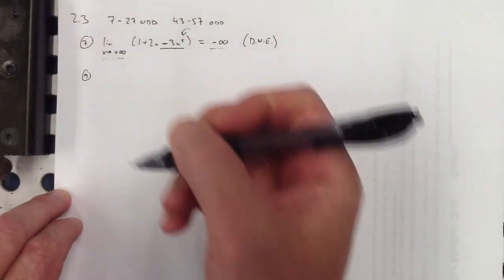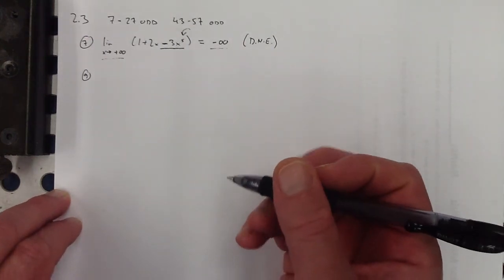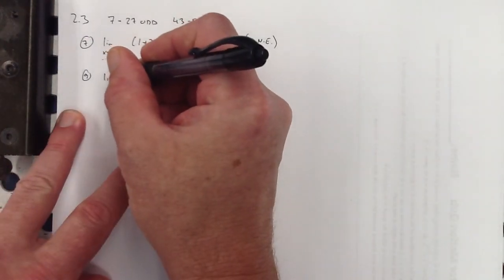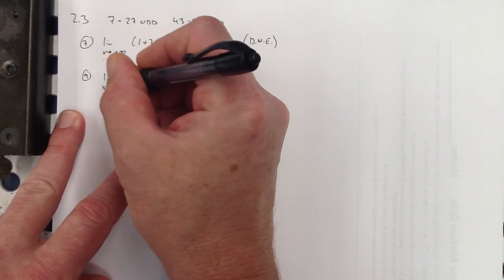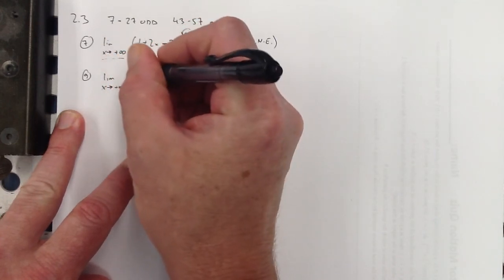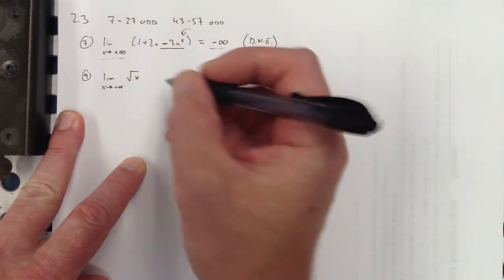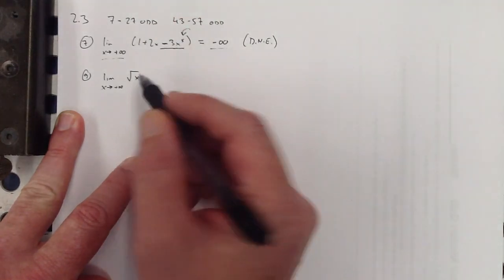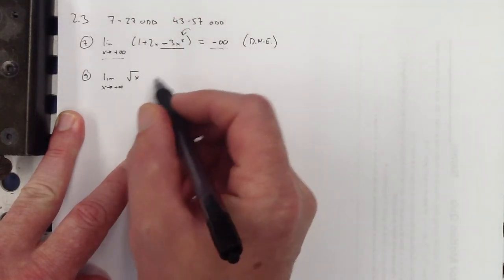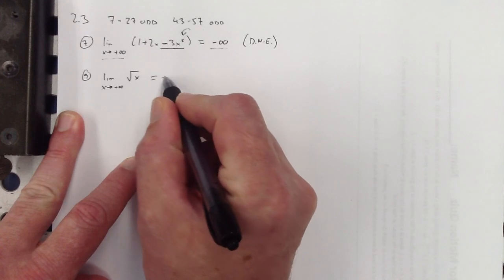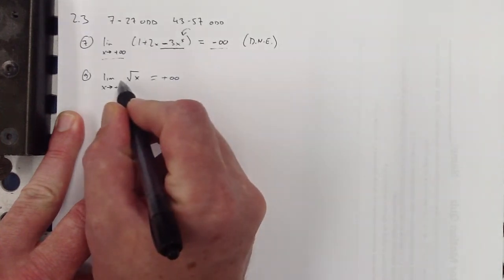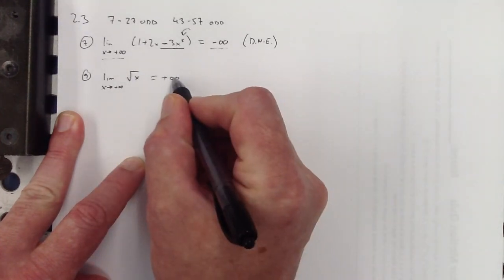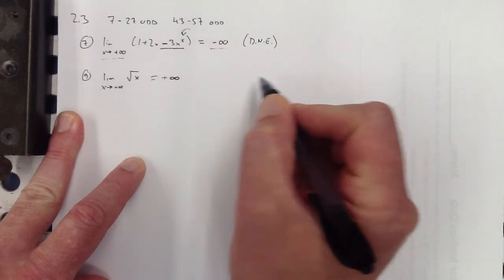All right. Number 9, similar thing, I guess. Limit as x approaches positive infinity of the square root of x. That's the same as x to the 1/2. That's the highest power, x to the 1/2. That's the only thing going on. So that dominates. And the coefficient is just positive 1. So there we go, off to positive infinity.